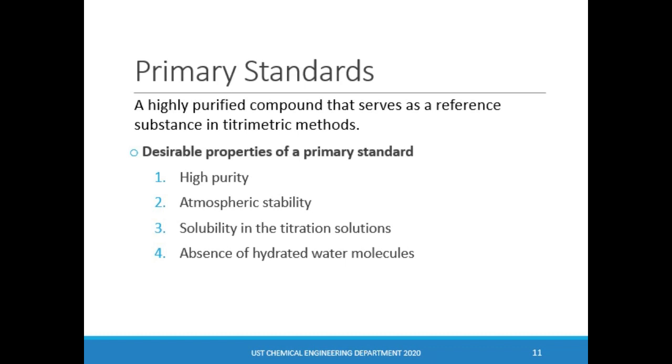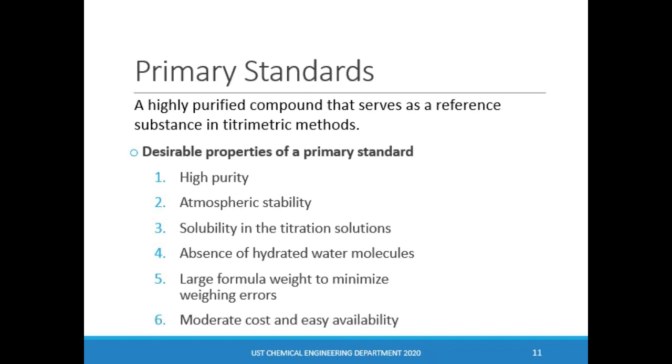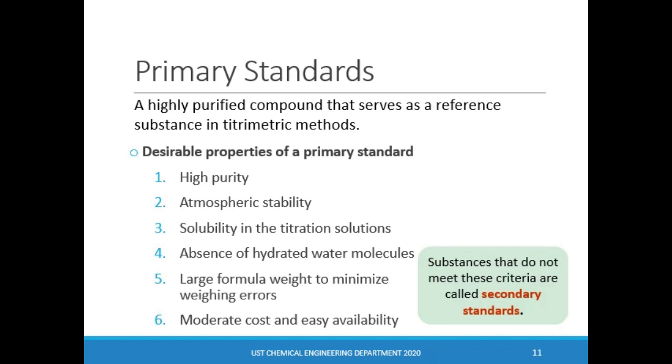It is also preferred that primary standards have high molar mass for more accurate weighing. And finally, for practical reasons, it should not be expensive and should be highly available. Substances that do not meet these criteria are called secondary standards. The concentration of the secondary standard is determined by titration with a primary standard analyte.